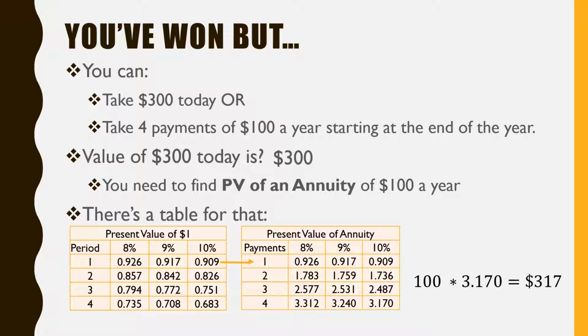What that's telling you is you're better off to take the $100 a year, because at the end of the fourth payment you'll have $317 rather than taking $300 today. Now that assumes you really do save it and you don't cheat, but in theory, you're better off to take the annuity in that case.